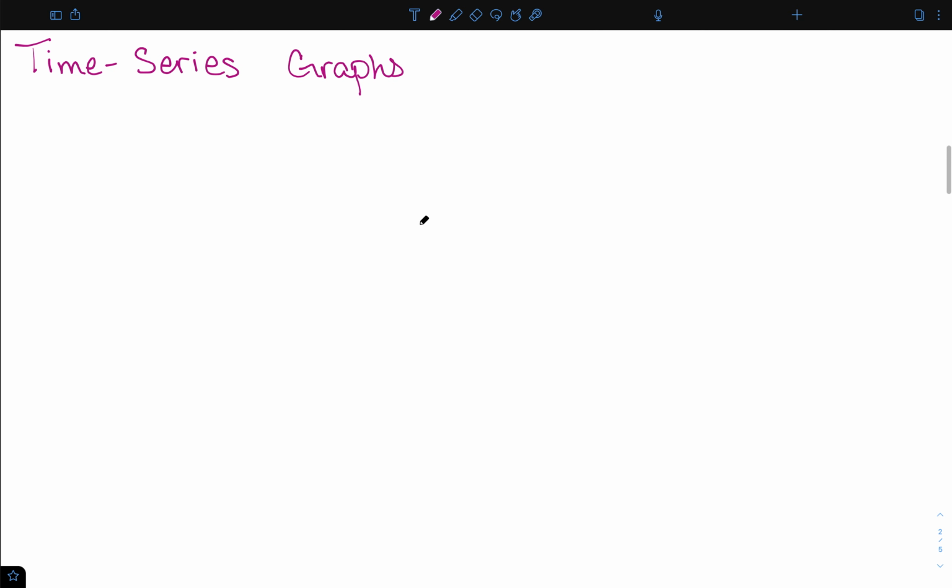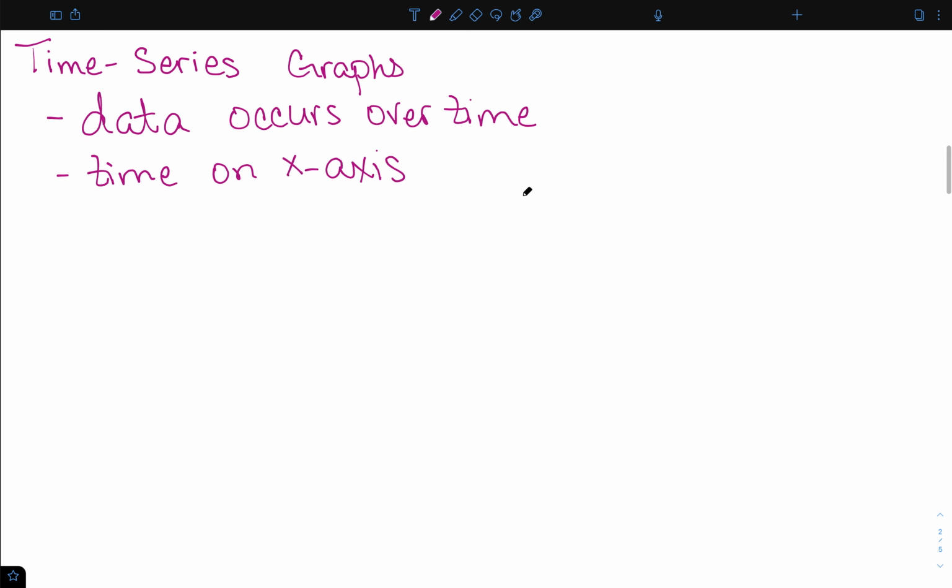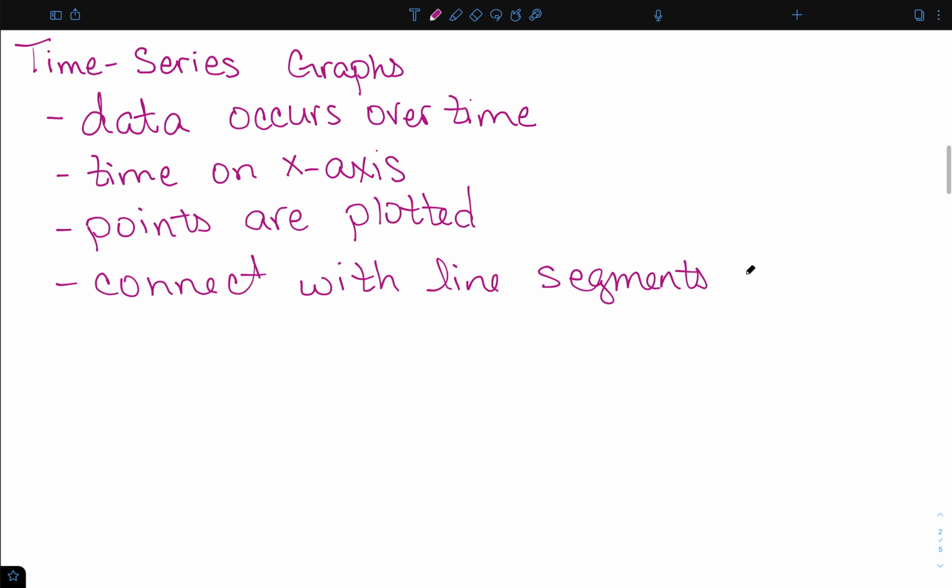Let's start with a time series graph. A time series graph is used when our data occurs over some period of time. And in this case, our x-axis is always going to be time, whether that's seconds, minutes, hours, days, years, whatever our time periods are. Time will always be on the x-axis, and then the variable will be on the y-axis. We then plot the appropriate points. We look at what time they occurred, and then the actual value, and plot points appropriately.